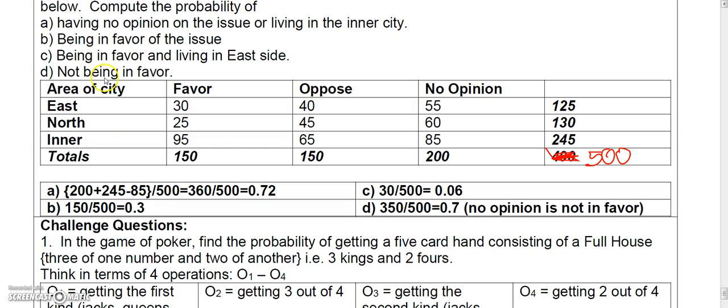And then the last one says not being in favor. Well, not being in favor would not only be the opposed, but will also be those with no opinion. So you add those two together and you get 350 out of 500, which is 0.7.